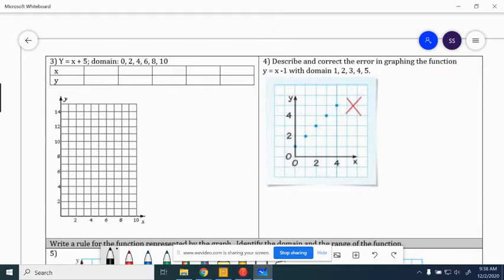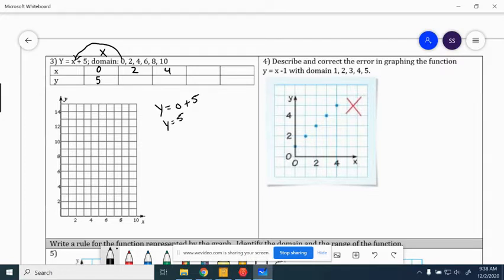All right, number 3. All we need to do is put in our x values. So remember, our domain values are our x values. So x is 0, 2, 4, and so on. And then we just go ahead and plug in our x values and figure out y. So when x is 0, well, what is 0 plus 5? y would equal 5. So when x is 0, y is 5.